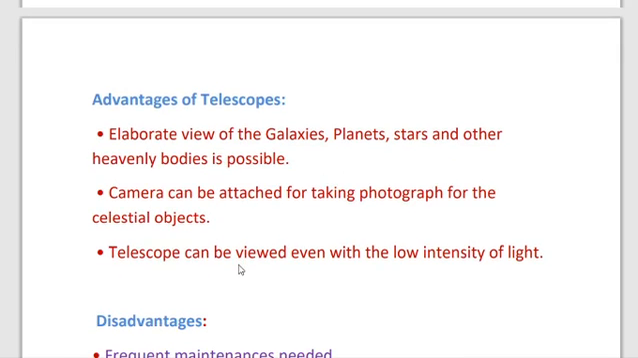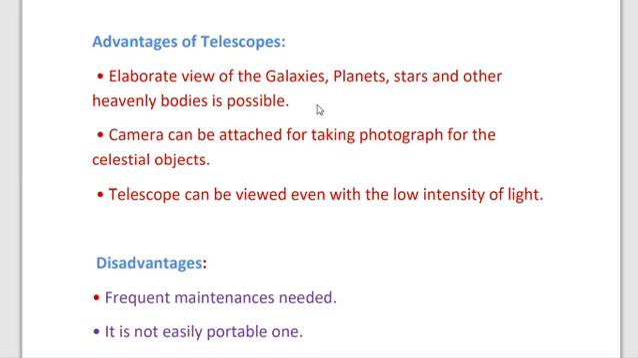Then advantages of telescopes. An elaborate view of galaxies, planets, stars and other heavenly bodies is possible. Galaxies are systems of millions or billions of stars. A camera can be attached for taking photographs of celestial objects. Celestial objects are those in the sky or outer space. The third advantage is that telescopes can be used even with low intensity of light.